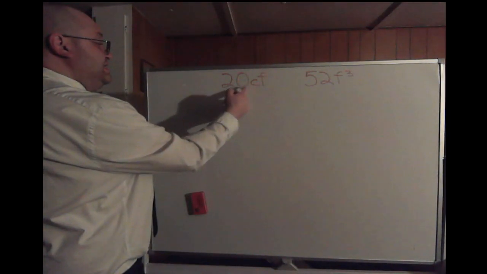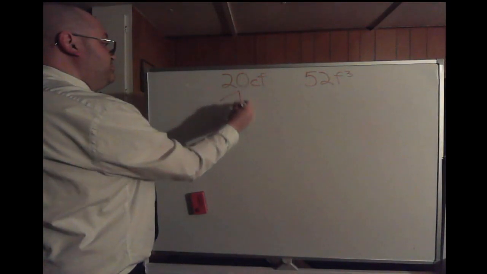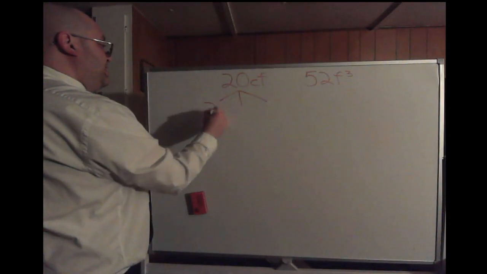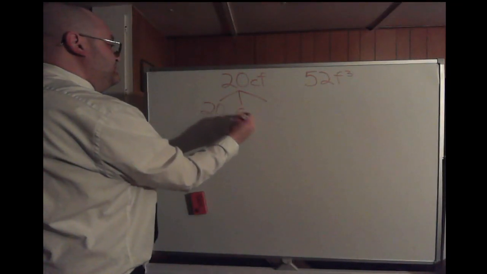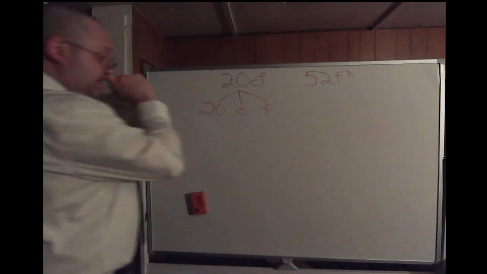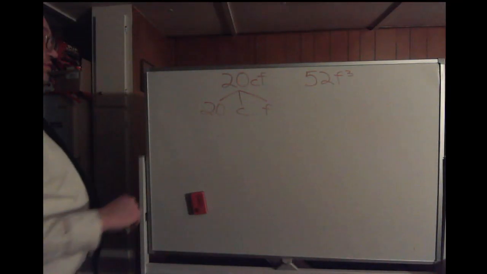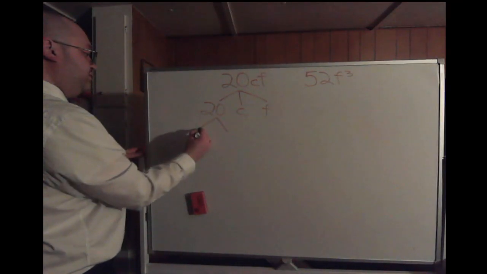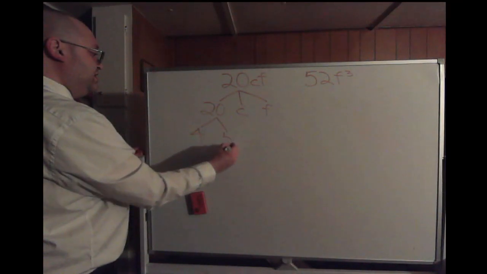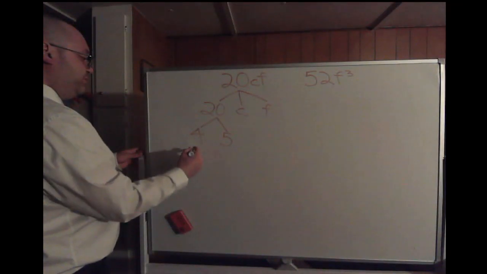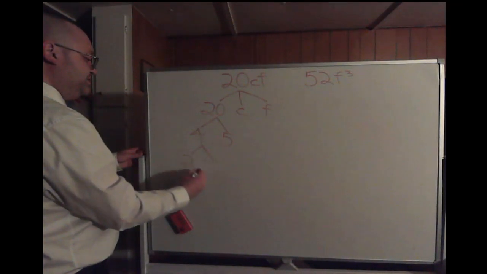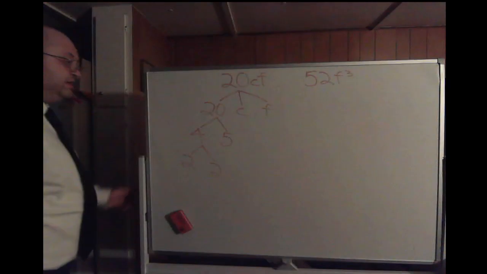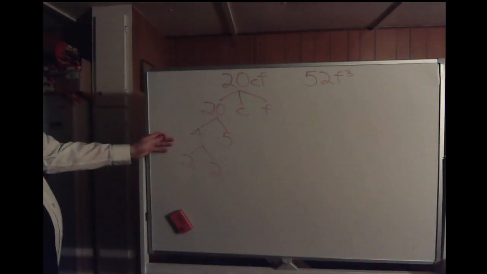So you have 20 times C times F, so that'll actually break down into 3 pieces. You'll have 20 times C times F. C and F we can't break down any further, but 20 we can break down into 4 times 5. 5 breaks down no further, but 4 breaks down into 2 times 2. And then we've factored 20CF all we can.